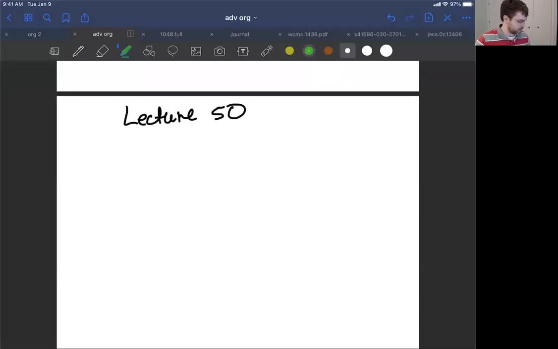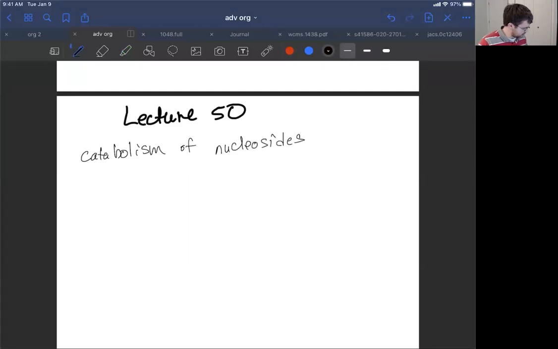So in this lecture, I want to go through the catabolism of the nucleosides that we're looking at, particularly looking at the heterocycles. But I guess we have to include the ribose chain for a lot of this. So we'll just say the catabolism of nucleosides. Okay, and so it's best to sort of just take these one at a time.